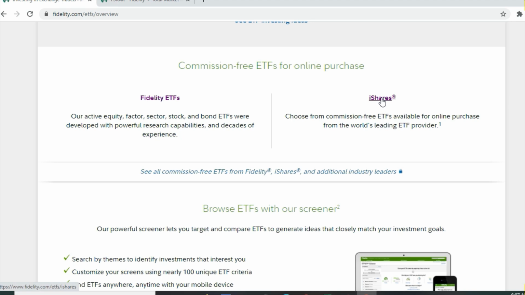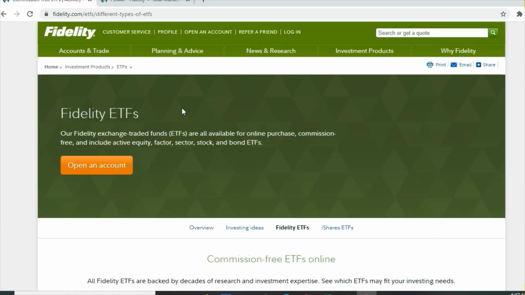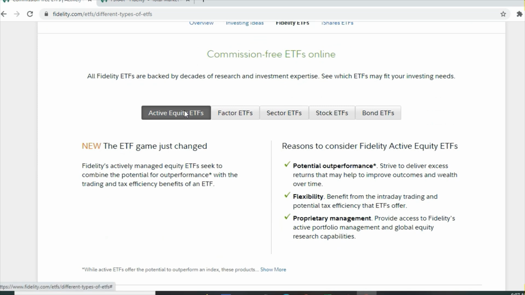We'll get to that in a second, where you can choose their exchange traded funds relatively easily. If we come over here to Fidelity ETFs, let's start there. You'll notice that they have a lot of different options here. They've got active equity ETFs, factor ETFs, sector ETFs, stock ETFs, and bond ETFs. And depending on your situation and your comfort level, you can make a choice from these options.